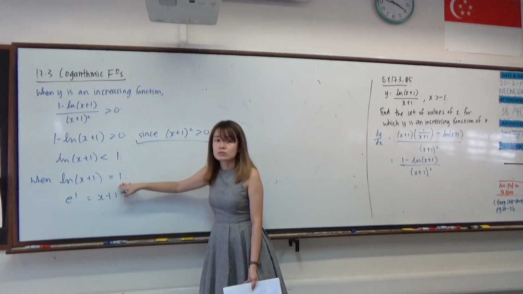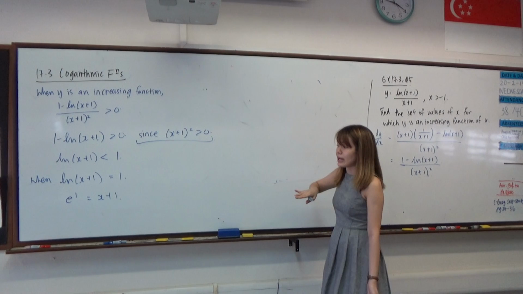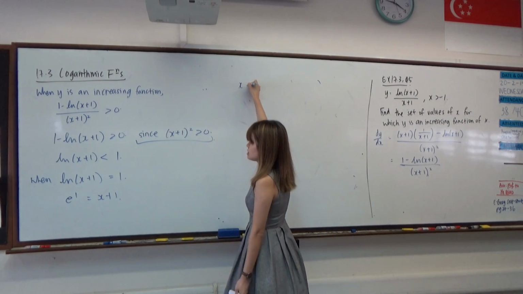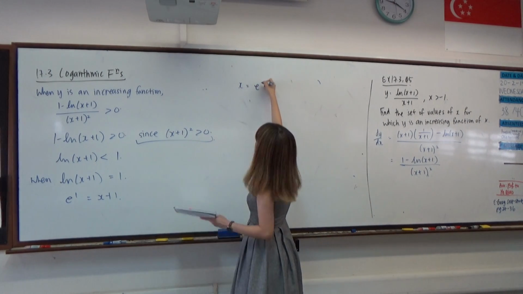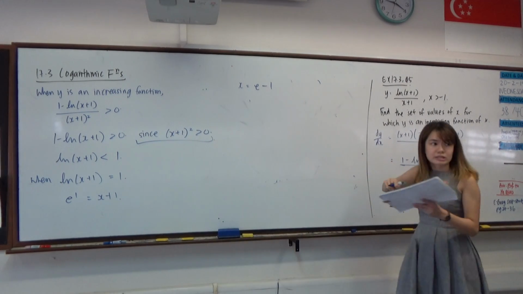Okay, ln(x plus 1) equals to 1 first. Then we see that e to the power 1 is equals to x plus 1. So therefore x is equals to e to the power of 1 minus 1.